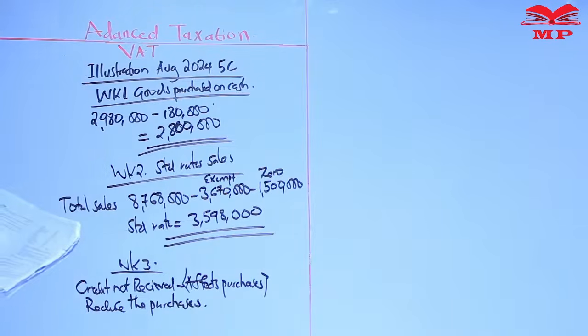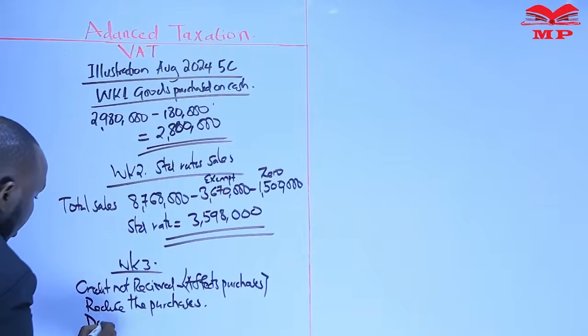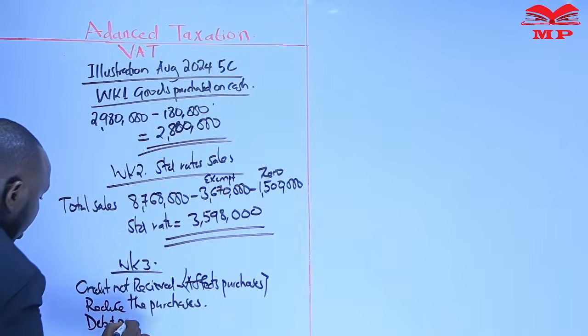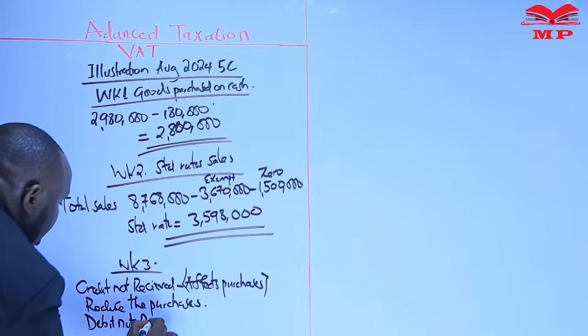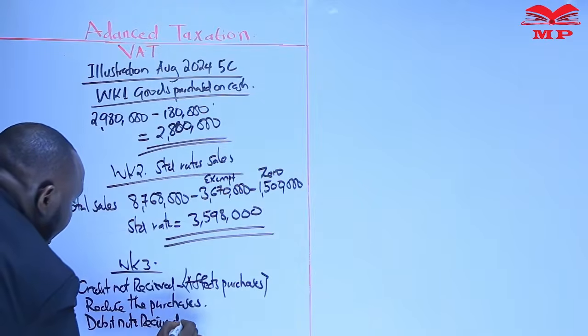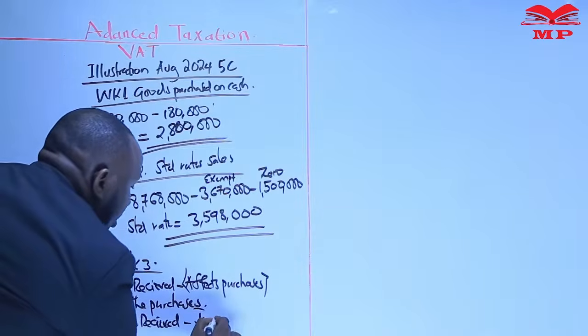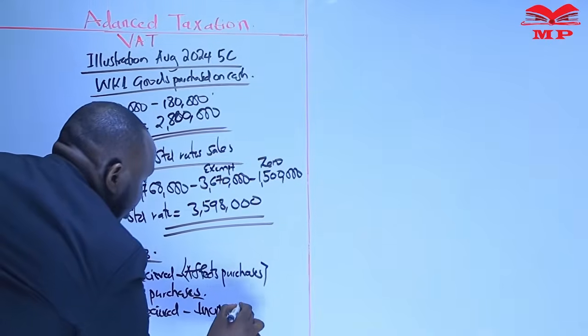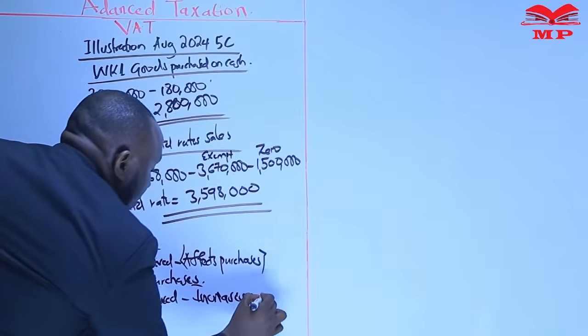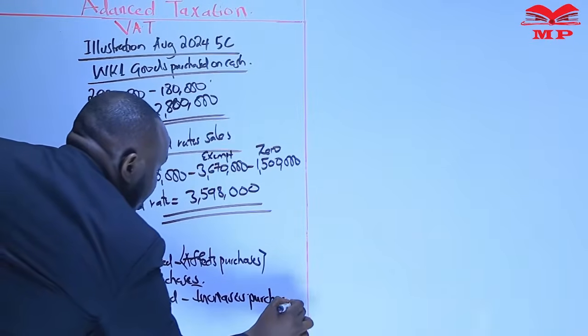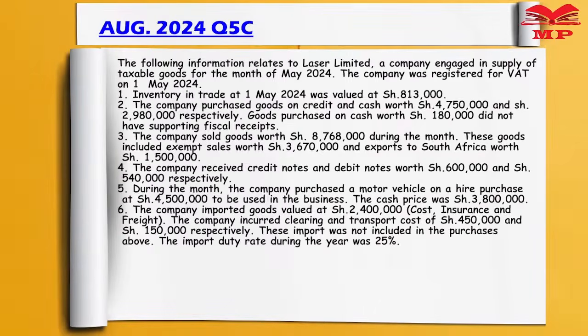Then the second, we have the debit note received. That also affects purchases. We know that a debit note is used to correct an undercharge, so this will increase the purchases. That is the analysis for that.